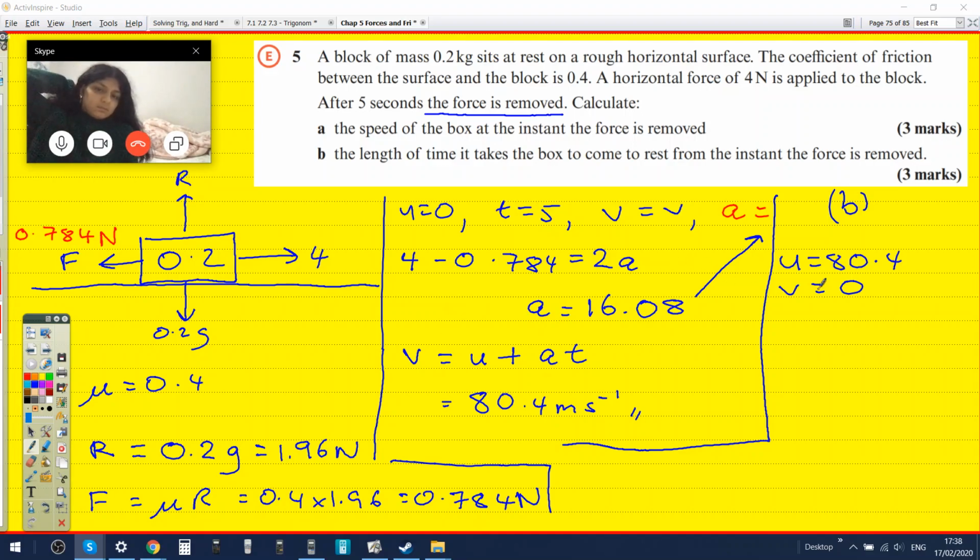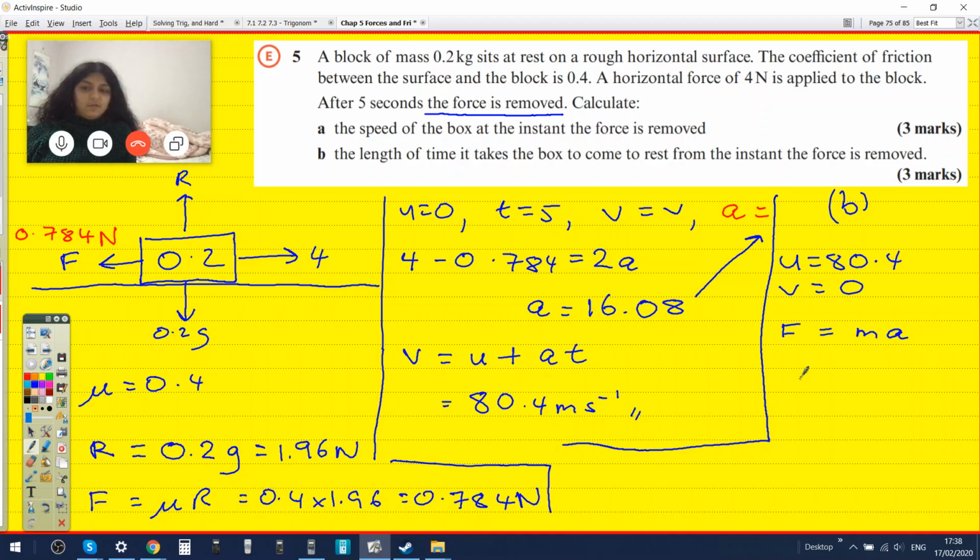What is F? F equals MA. Force, so how do you... Oh yeah, all the forces are removed because that was friction, is it? You'd still have 0.2g and R, but I don't think that counts. If that force is removed, then friction would be removed as well. There wouldn't be any because it's not trying to move.